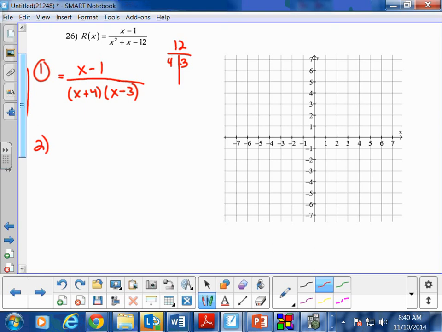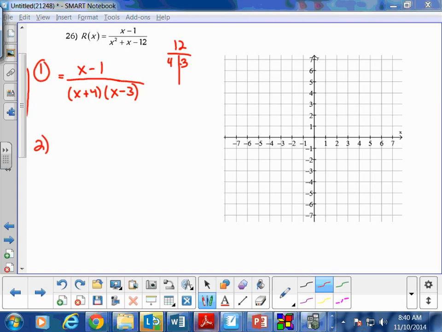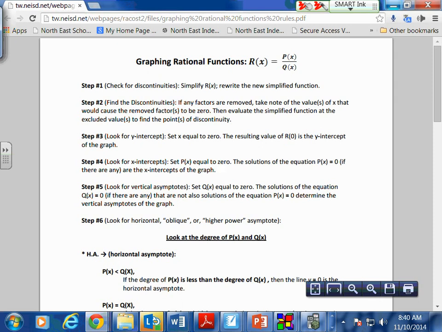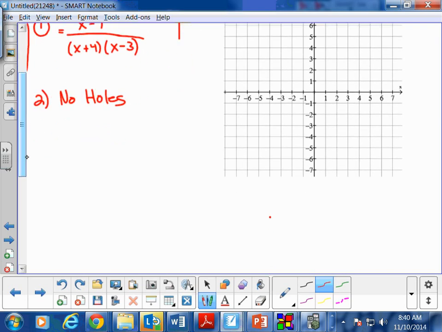Step 2 has to do with the identification, if you're looking at your paper, of whether there are any holes. In this case, there are no holes when you're looking at this paper. So when I go back to this, you just write down no holes. So you've already done step 2.